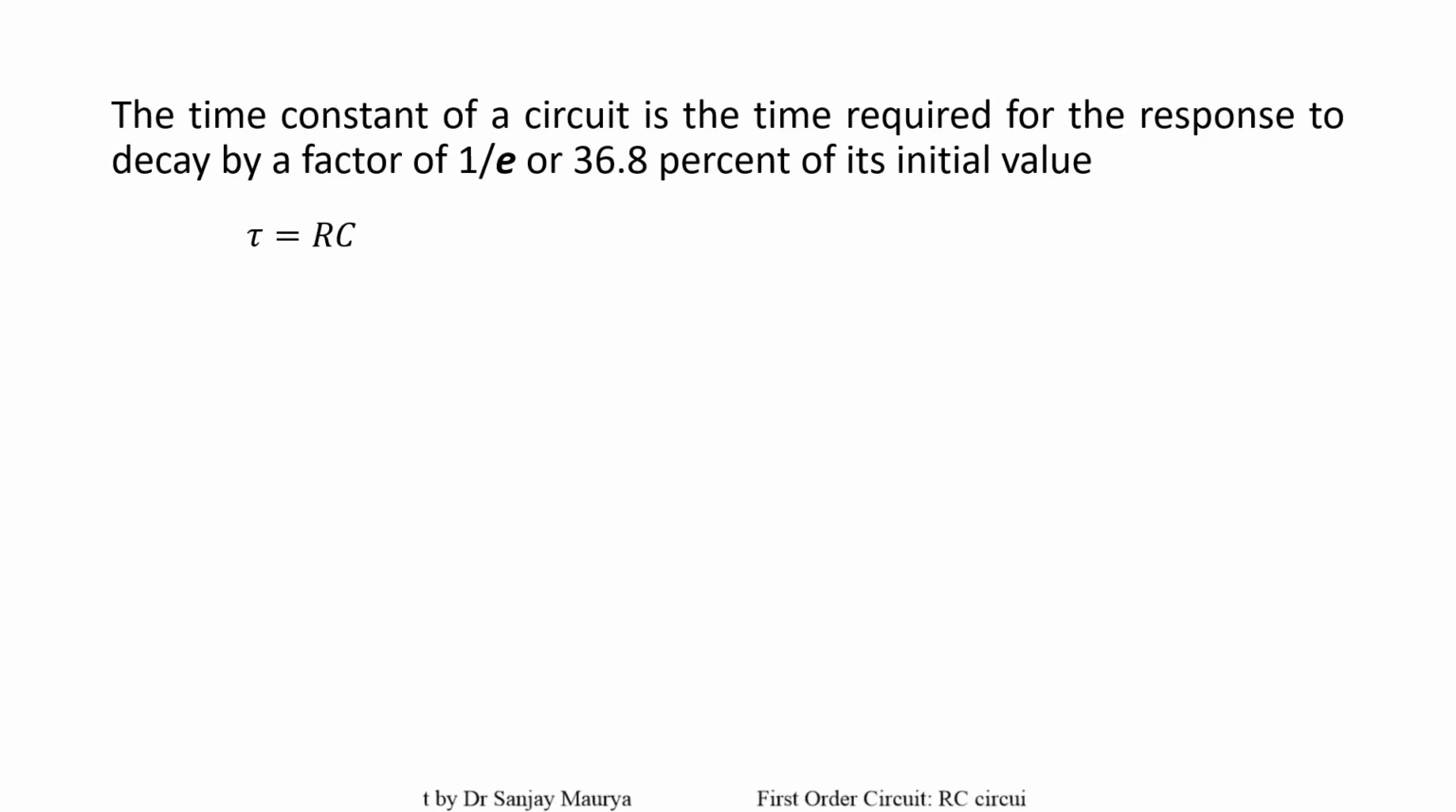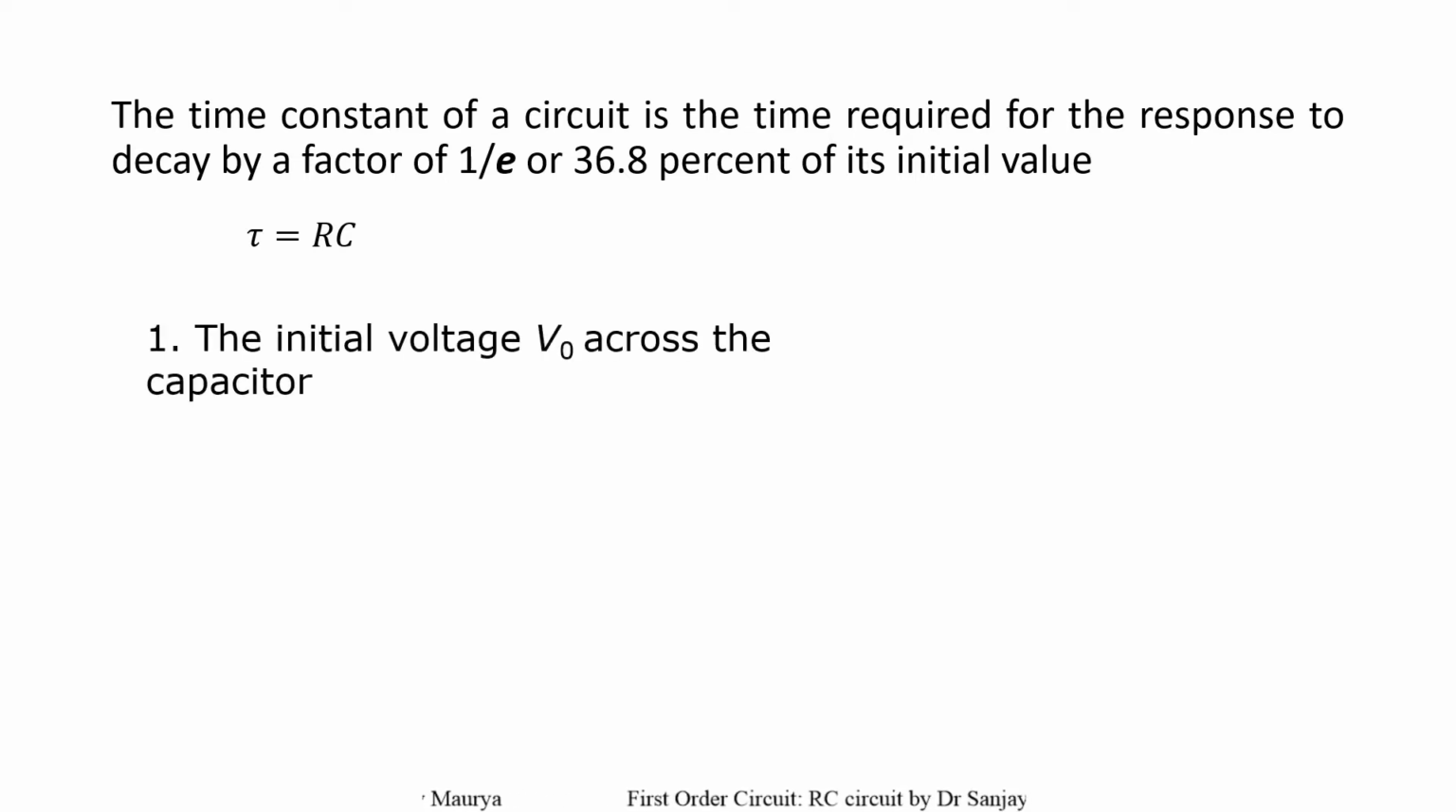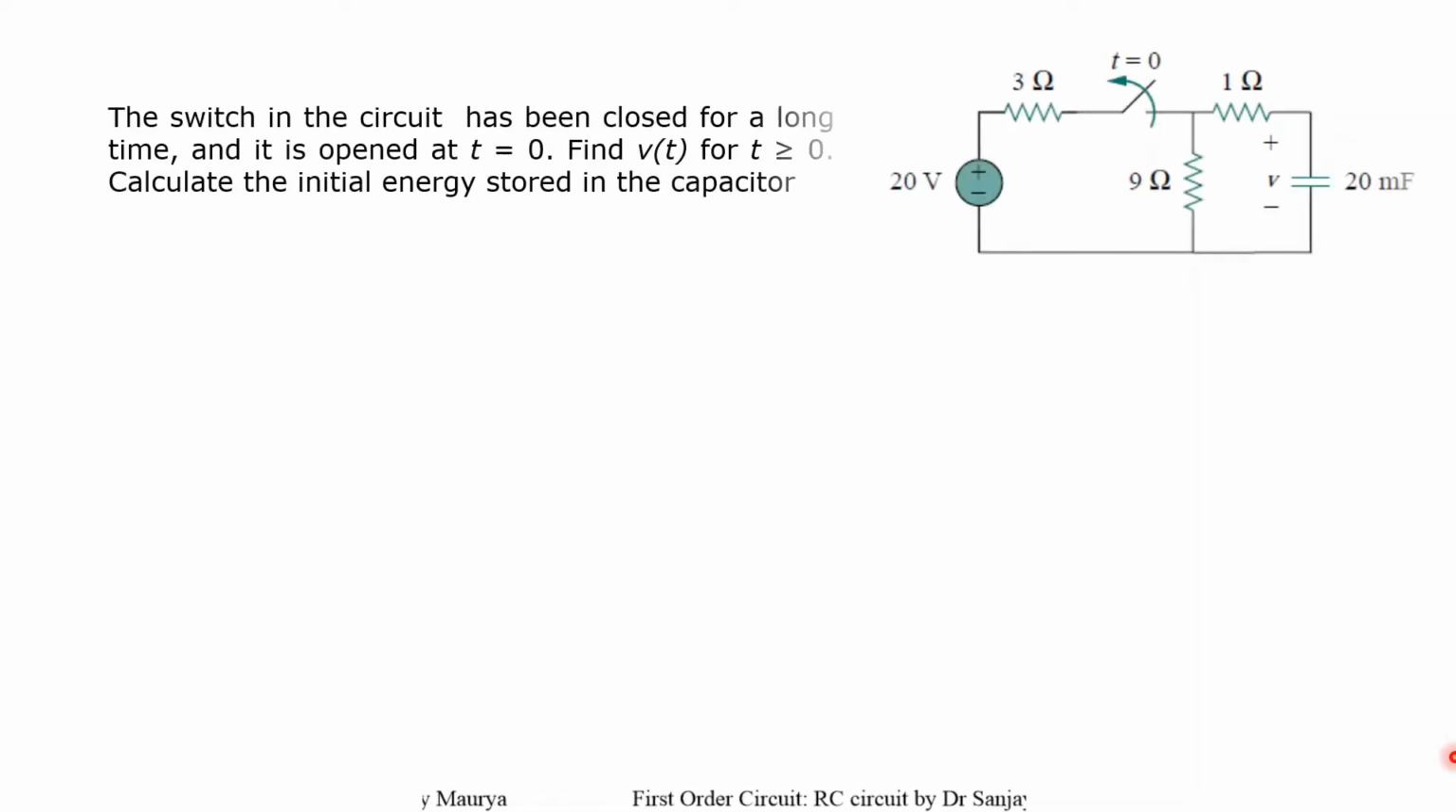To determine the response of a circuit which consists of R and C only, we need to determine the initial voltage across the capacitor, and second is the time constant. After determining these two values, we can put the values in the voltage equation and we can determine the response of the circuit. Let us take up an example.